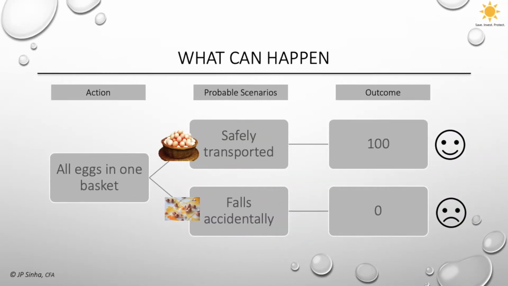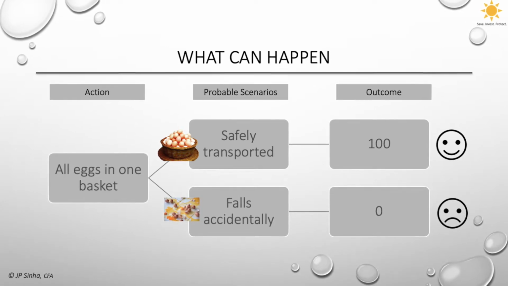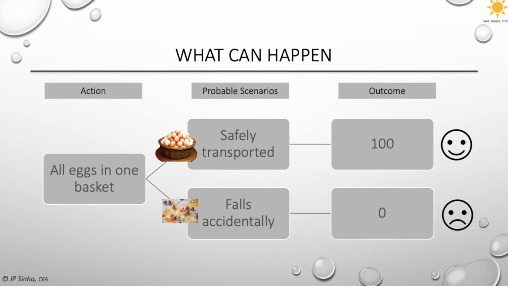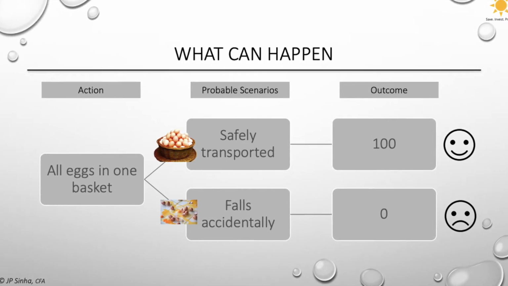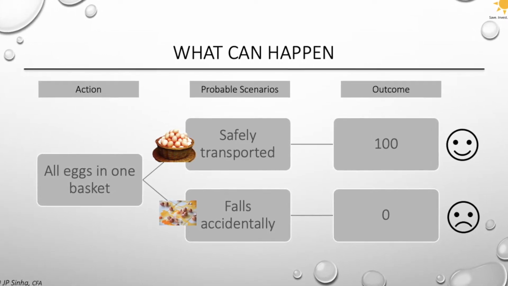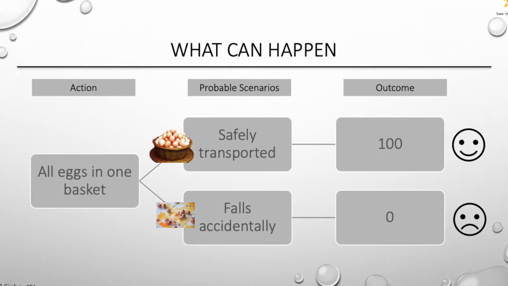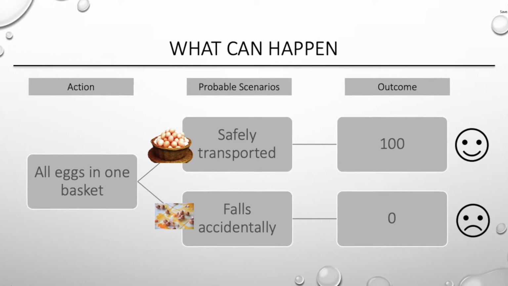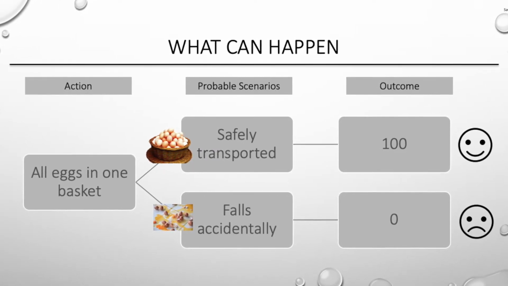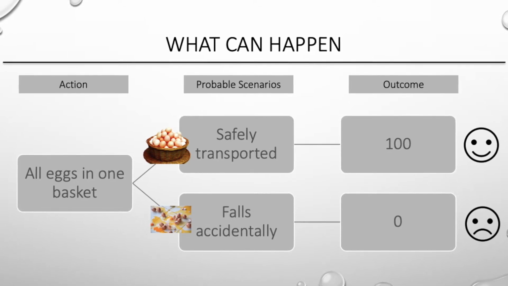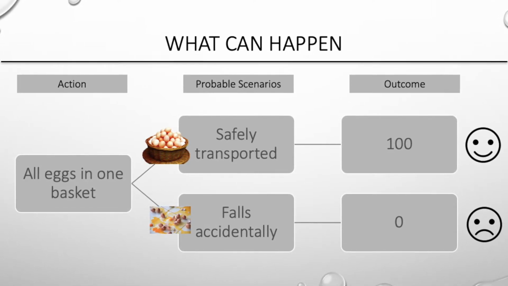So when you have all your eggs in one basket, there are two possible outcomes, right? It may be transported safely or not. So either your entire 100 eggs are safe or you get 0 eggs. Obviously, one is a happy and another is a sad outcome. So now when we follow the old saying of do not put all your eggs in one basket, let us distribute them in 4 different baskets.